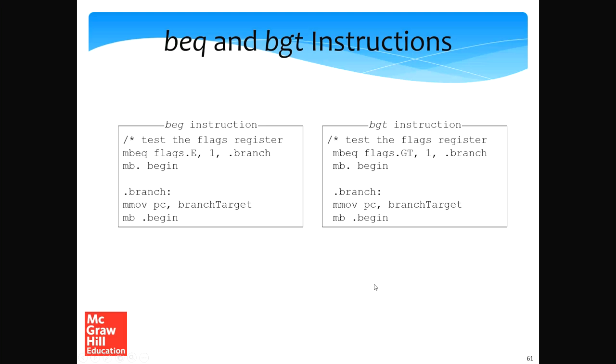Let us now discuss the implementation of the BEQ and BGT instructions. Recall that BEQ is branch if equal. Equal means that the flags.e bit is set, meaning that the last comparison resulted in an equality. flags.gt is used for the BGT instruction, meaning that the last comparison resulted in the first operand being greater than the second operand.